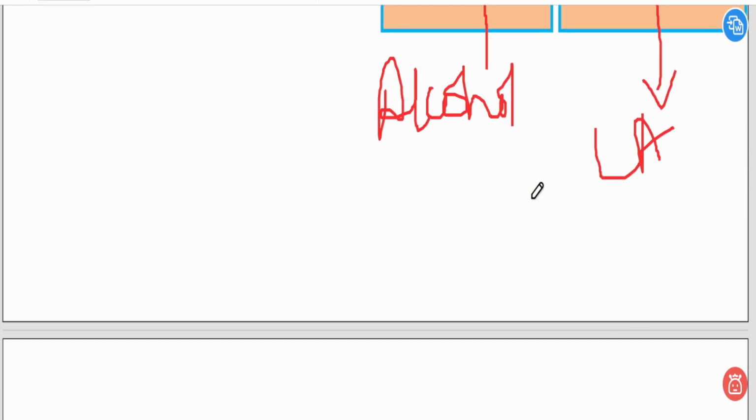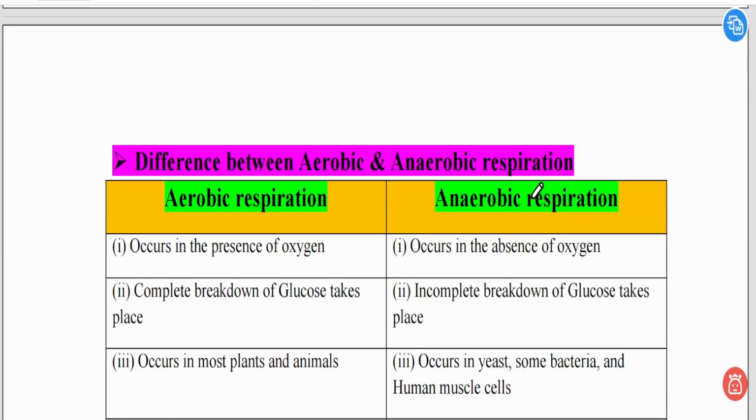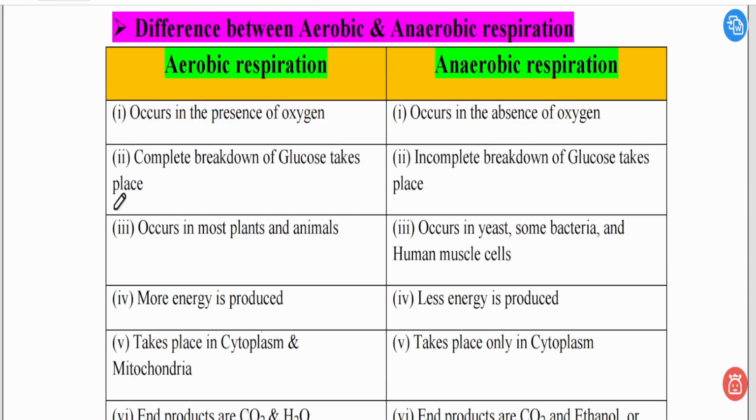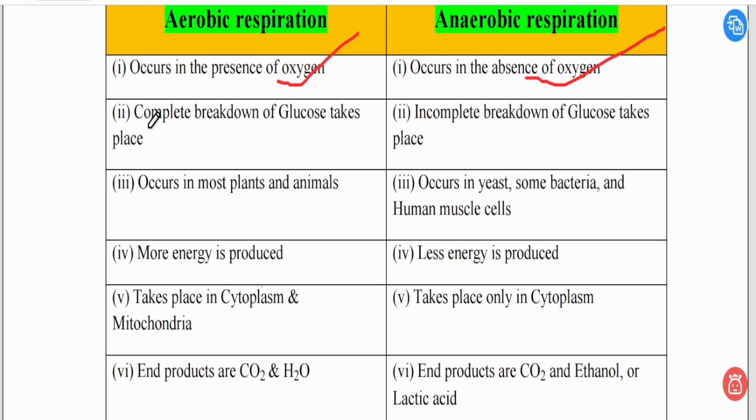Now we are going to study the difference between aerobic and anaerobic respiration. So what is aerobic respiration? It is a cellular respiration that occurs in the presence of oxygen. Anaerobic respiration is also a cellular respiration, but it occurs in the absence of oxygen. Now, in aerobic respiration, complete breakdown of glucose takes place.